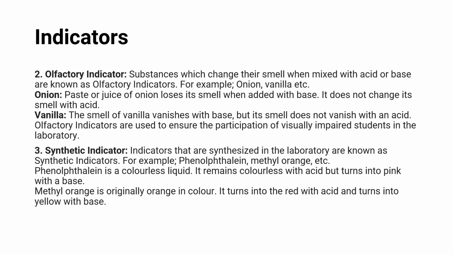Number 2, olfactory indicator. Substances which change their smell when mixed with acid or base are known as olfactory indicators. For example, onion, vanilla, etc. Onion. Paste or juice of onion loses its smell when added with base. It does not change its smell with acid. Vanilla. The smell of vanilla vanishes with base, but its smell does not vanish with an acid. Olfactory indicators are used to ensure the participation of visually impaired students in the laboratory.